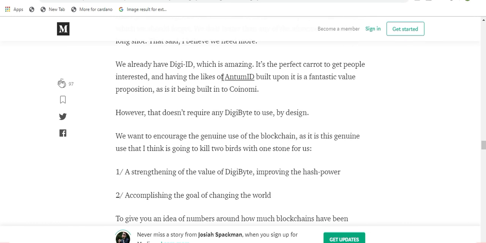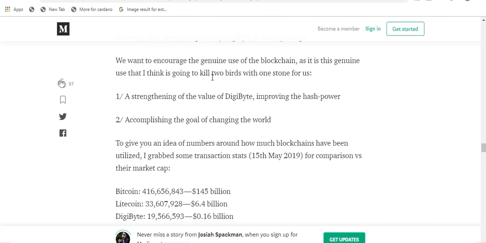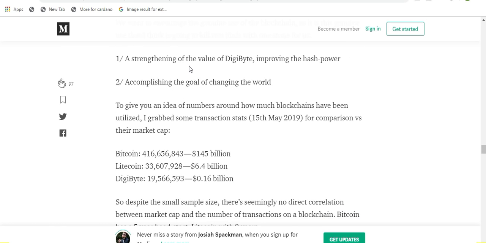We already have DigiID, which is amazing. It's a perfect carrot to get people interested, and having the likes of AntimID built on top is a fantastic value proposition and is being built into Coinomi. However, that doesn't require any DigiByte to use, and that's by design. We want to encourage the genuine use of the blockchain, as it is this genuine use that I think is going to kill two birds with one stone. One, strengthening the value of the DigiByte by improving the hash power, and two, accomplishing the goal of changing the world.